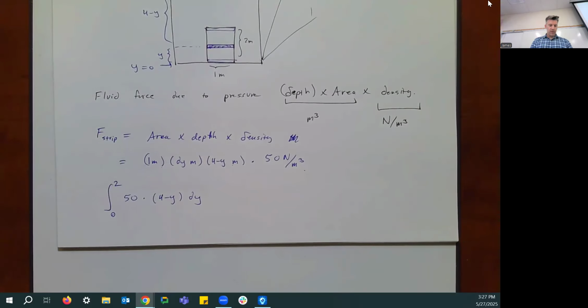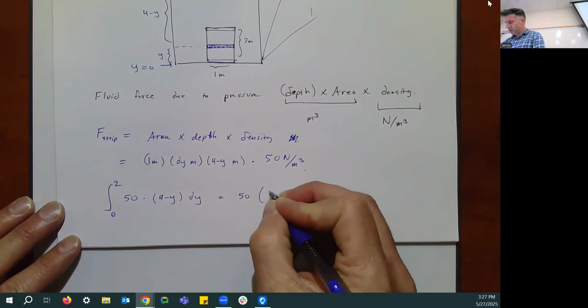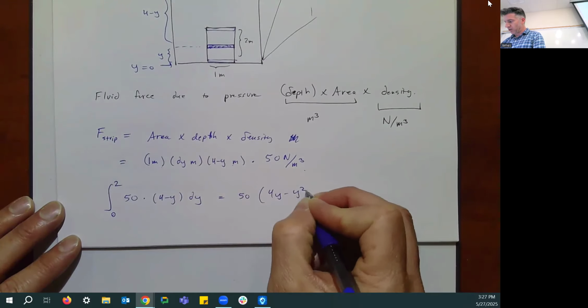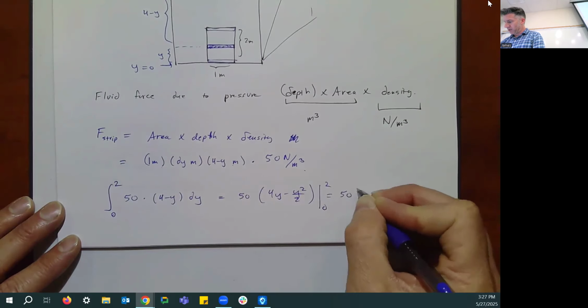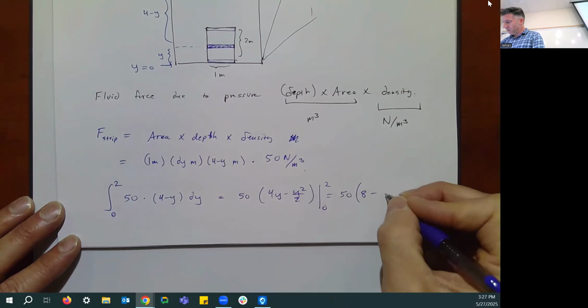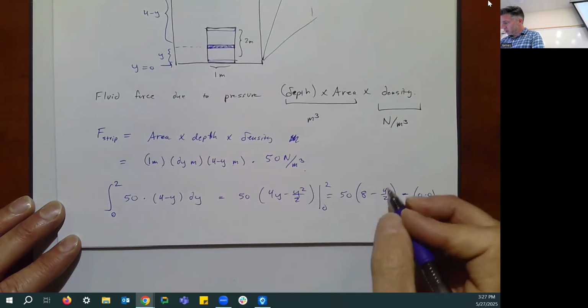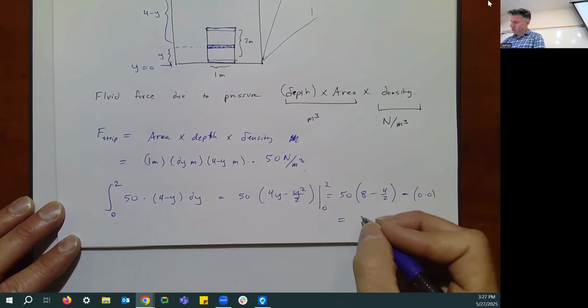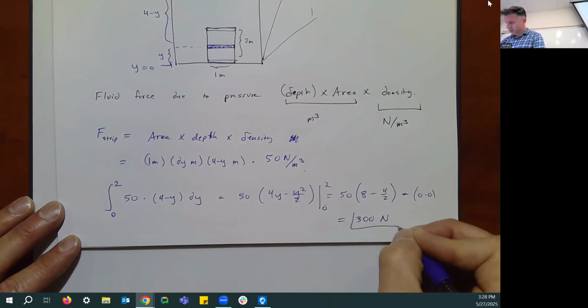I'm going to compare my work to his just to see. Nope, looks good. Looks just the same. So then again, integrating this is not terrible. You get 50 times 4y minus y squared over 2, from 0 to 2. You plug in, you get 50 times 8 minus 4 over 2 minus 0. And then you're going to get 50 times 8 minus 2, which is 50 times 6, which is 300. 300 newtons.